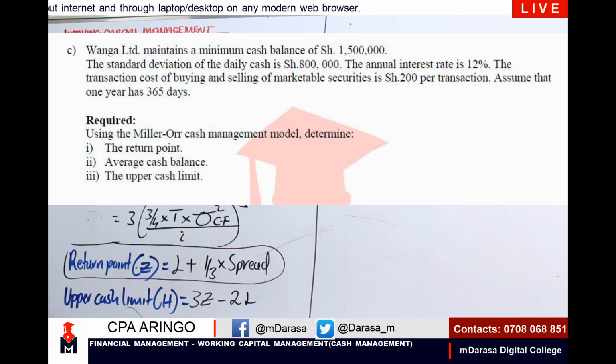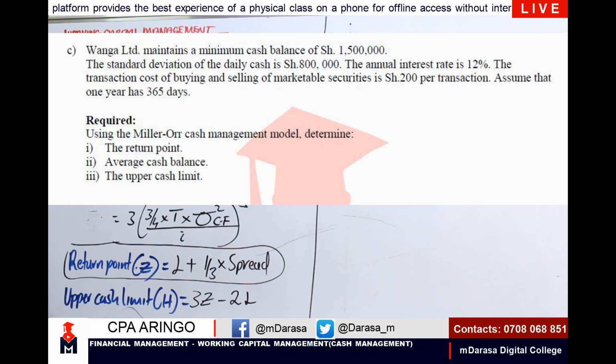I'm also told to assume that 1 year has 365 days. We are required, using the Miller cash management model, to determine number 1, the return point, number 2, the average cash balance, and number 3, the upper cash limit. Of course, you can also go ahead and determine our spread. So looking at that case, my good students, this is what you're supposed to do.